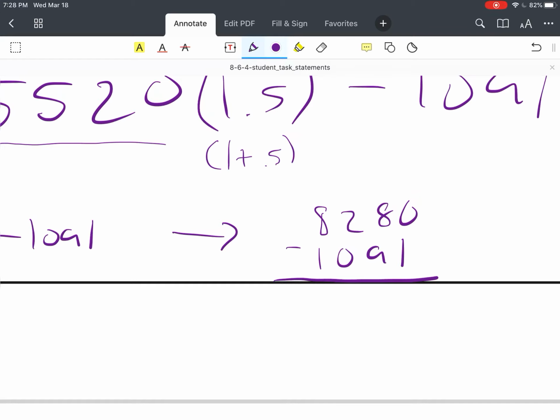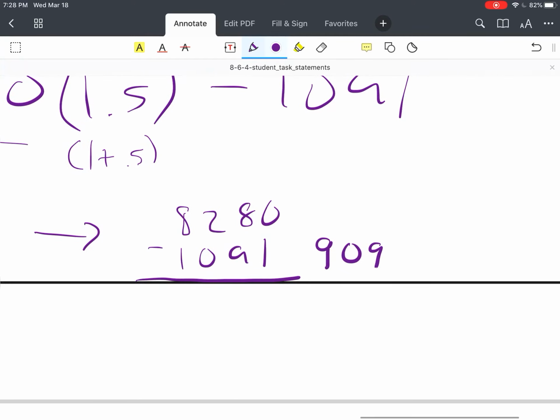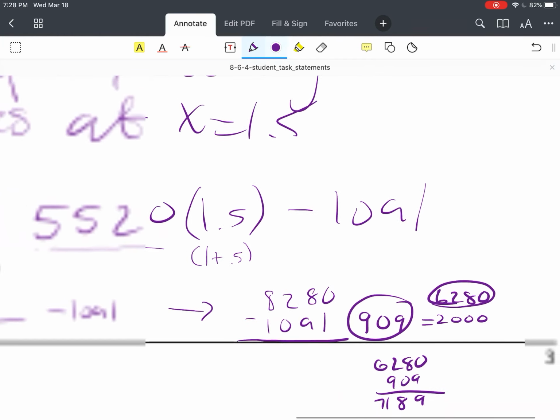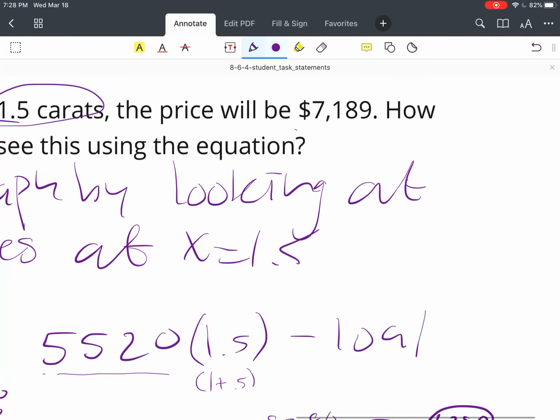I know that 1,091, if I add 909, that equals 2,000. 2,000 take away 8280 is 6,280. So I add these two numbers. Yeah, I mean, you could easily use a calculator and do this a lot easier. 7189. And sure enough, that's what it equals, right? 7189. Yeah.